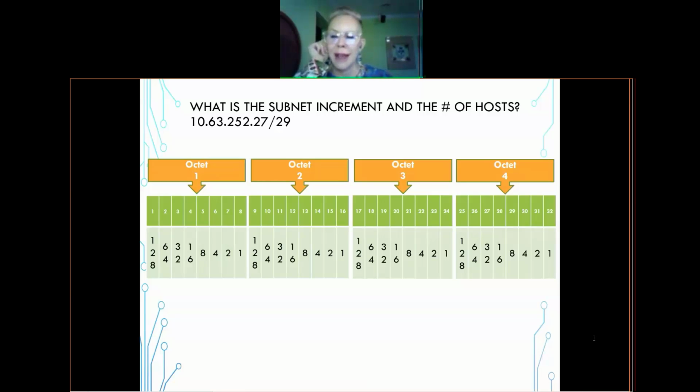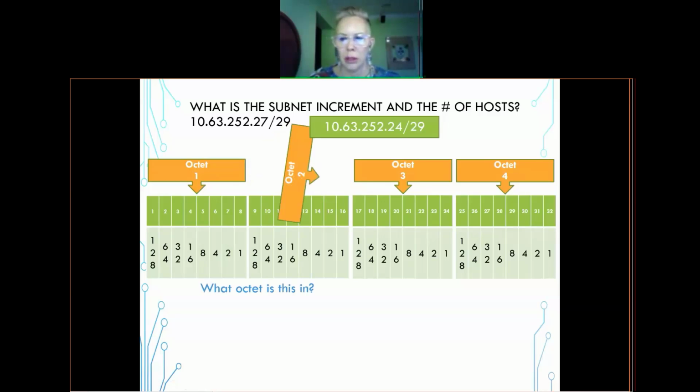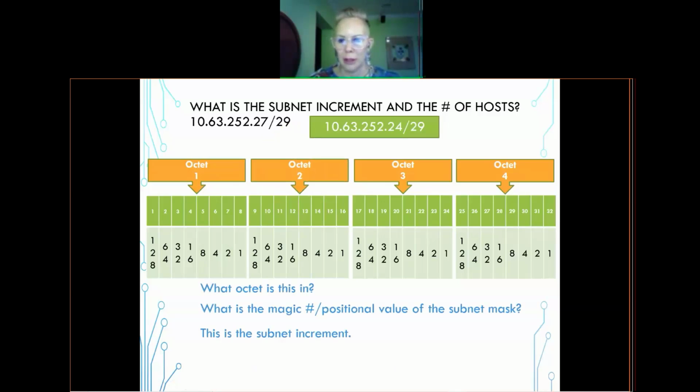Okay, so what octet are we working in? This 29 falls in the 4th octet, right? What's our magic number? Oops, that's wrong. It's the 4th octet, right? 8 is our magic number.